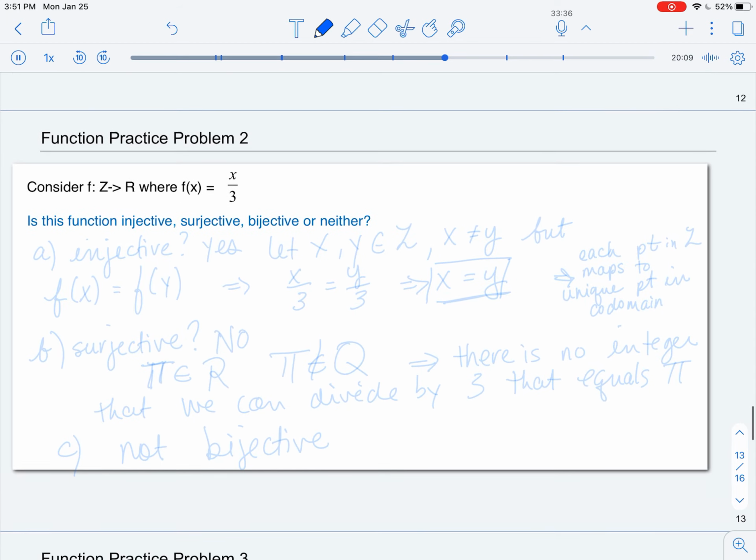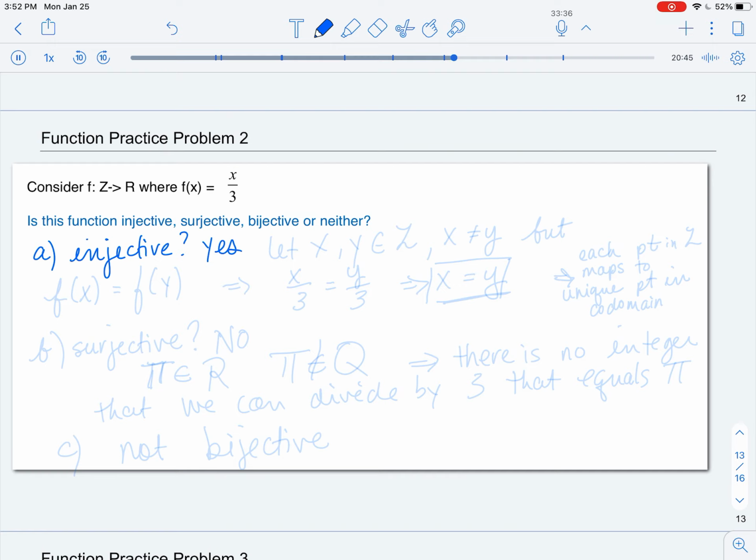Let's consider another problem. So in this problem, we have our function f going from the integers to the reals, and f of x is equal to x divided by 3. So we want to know if this function is injective, surjective, bijective, or neither. So first, let's consider if it's injective. And remember that a function is injective if every point in the domain maps to a unique point in the codomain. Now, for this function, it is injective.